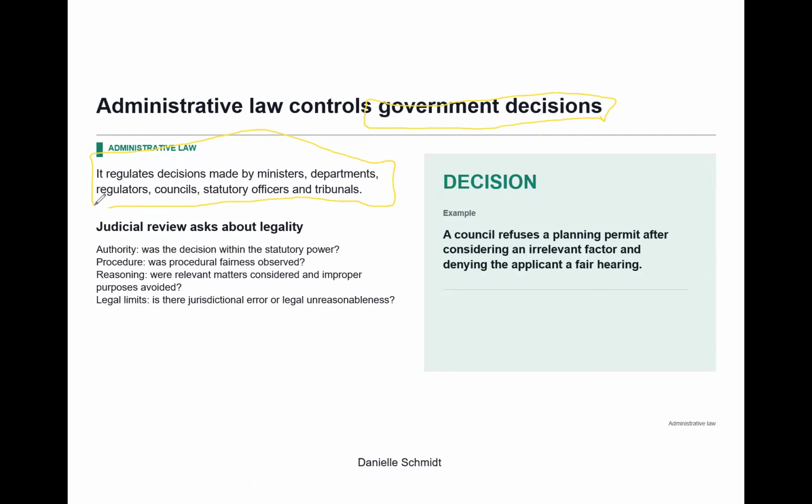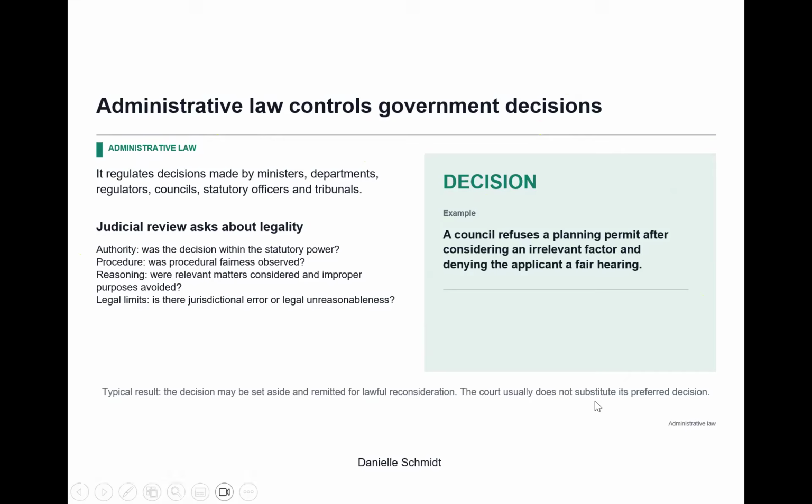Reasoning: were relevant matters considered and improper purposes avoided? And legal limits: is there jurisdictional error or legal unreasonableness? So an example that you may see in a problem question could be a council refuses a planning permit after considering an irrelevant factor and denying the applicant a fair hearing. This would be an administrative law issue. Typical result: the decision may be set aside and remitted for lawful reconsideration. The court usually does not substitute its preferred decision.